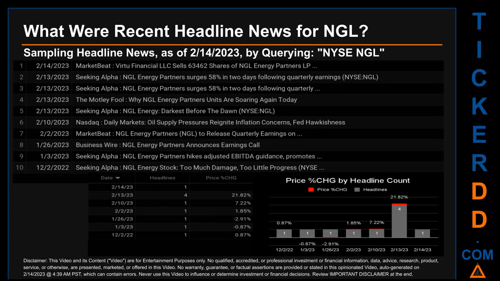What were recent headline news for NGL? Today, Tuesday, February 14, 2023, I sampled one of our news aggregators for latest headlines for this ticker. I did so by searching specifically by a keyword that may appear, broadly, in the title or the body of discoverable news articles. The keyword that I used was a combination of the exchange and the ticker symbol, NYSE: NGL.